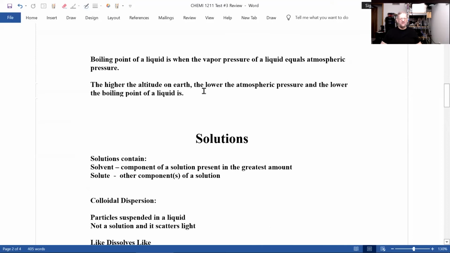Now, I don't know if I did it in solutions or in gases, I forgot which. I think I did it in solutions.